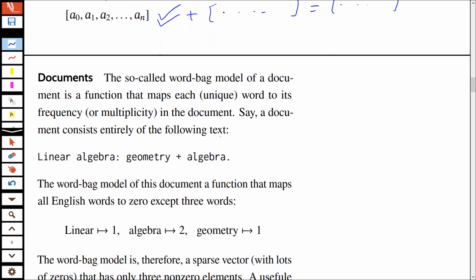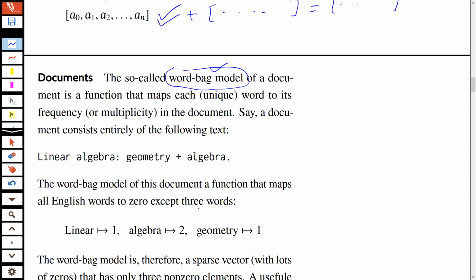So let's move on. Let's say I have a document. Now, of course, a document is a very complex object, but frequently in document analysis, a widely used model is called a word bag model.